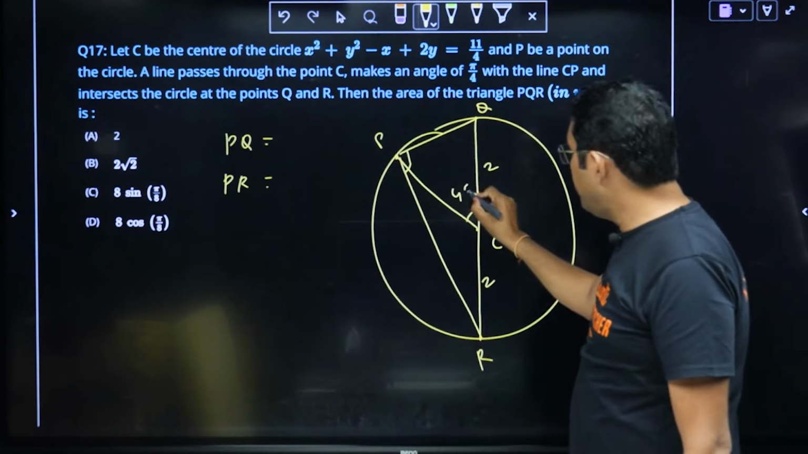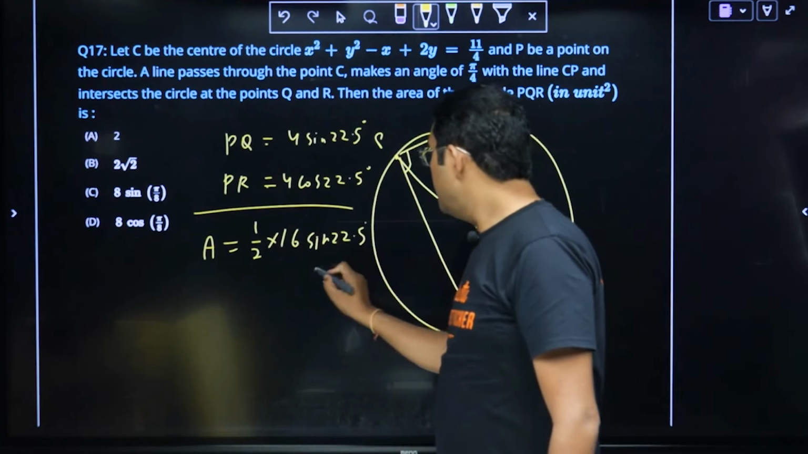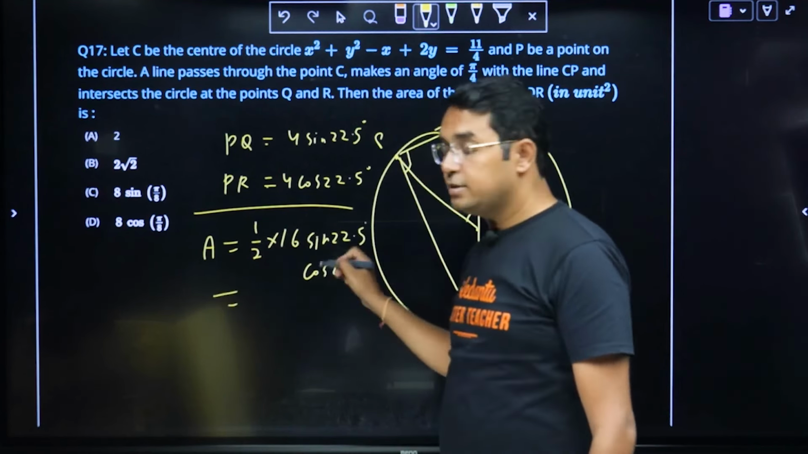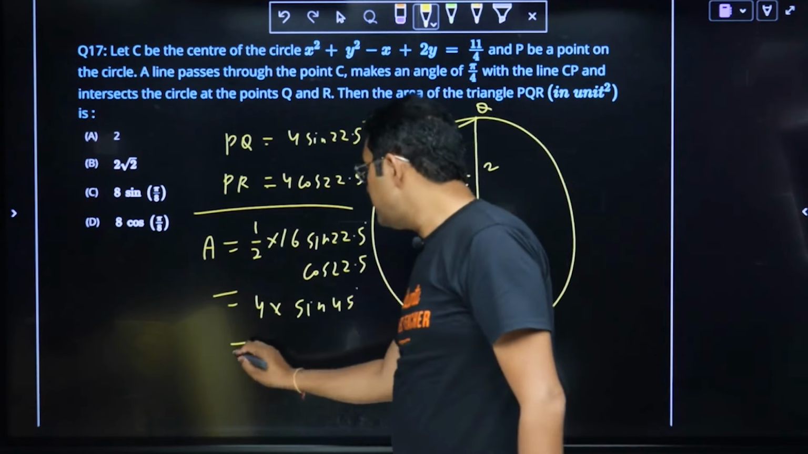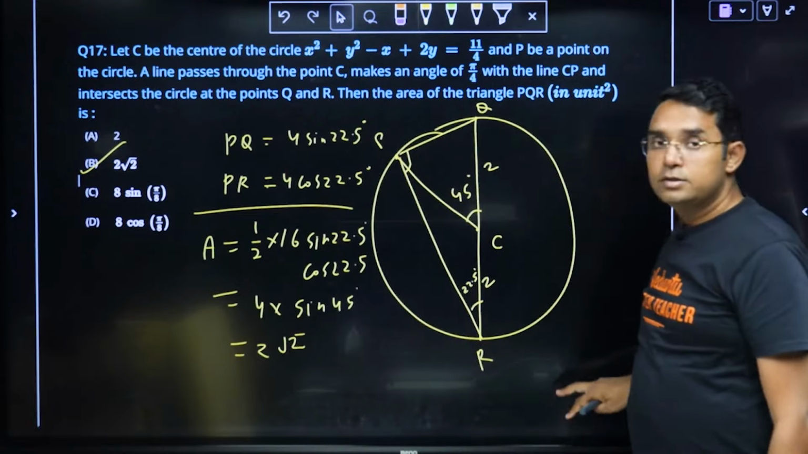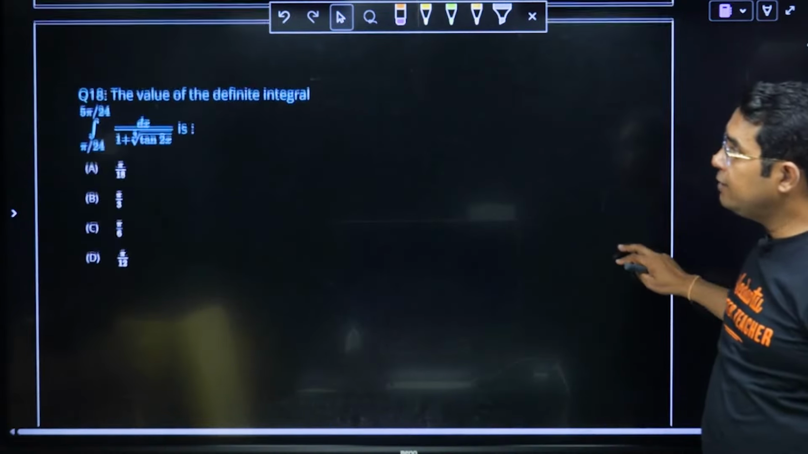So the area of the triangle will be equal to 1 by 2 into the product of this, that is 16 into sine 22.5 into cos 22.5. This 2 divides 16 8 times. I'll keep 4 and give 2 to this sine cos, which makes it the formula of sine 2 theta. So 4 into sine 45 degree, which makes it 2 root 2 as the answer, which is given in option number B. Okay, simple question 17. Coming to question number 18, the value of the definite integral.